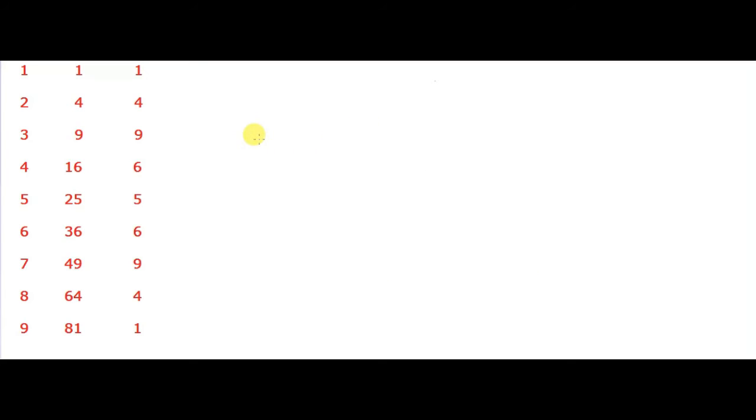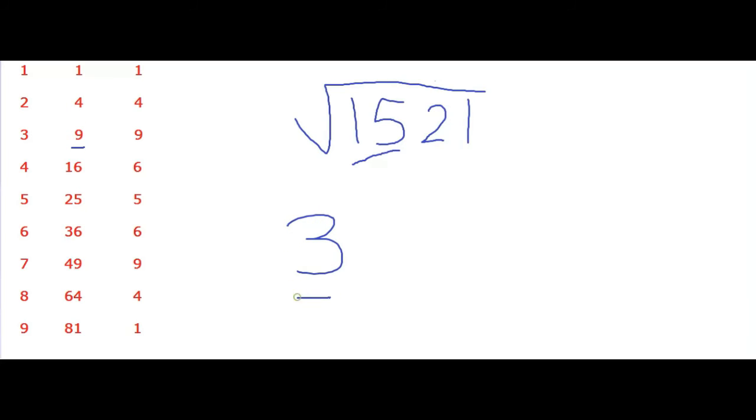Let's take the example of square root of 1521. In the first step, we consider the number after the last two digits. So consider 15. Find the number equal to or less than 15 in the second column. There is no number equal to 15. The number less than 15 is 9. Take the square root of 9, that is 3. So 3 is the first digit of our answer.